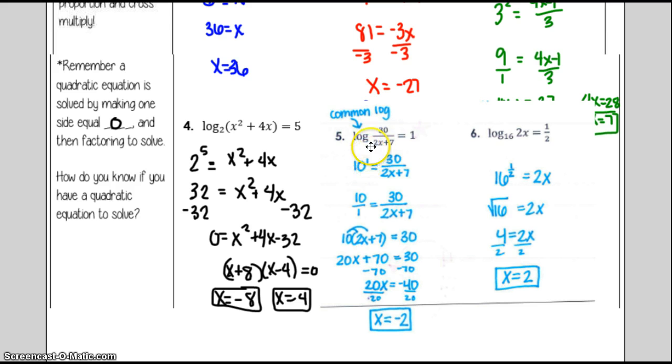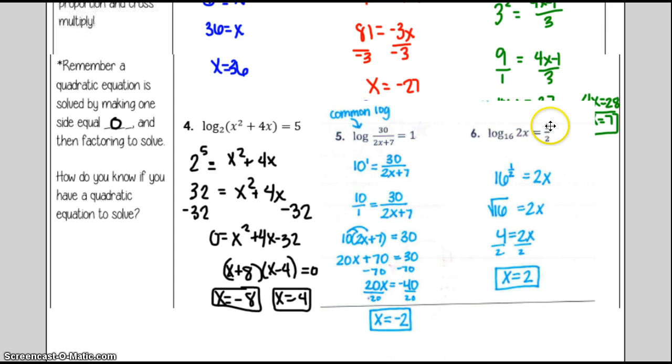Base of 10, 10 to the first, here's our exponent, equals 30 over 2x plus 7. So if we just put this 10 over 1, then we can cross multiply. We do need to distribute because this 2x plus 7 gets put in parentheses here. Subtract your 70, divide by 20, and you get negative 2.